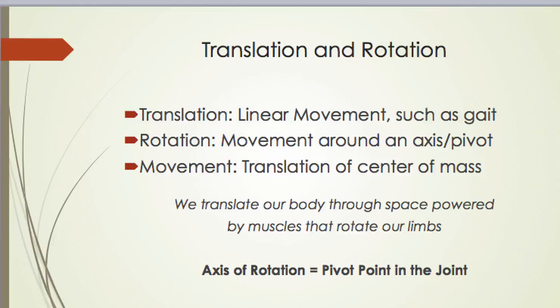We know in our body the center of mass in an upright position lies just anterior to the sacrum. So what we do is we translate our body through space powered by rotational angular movement produced by muscles that rotate our limbs. Okay? And then again, that axis of rotation is the pivot point within the joint itself.